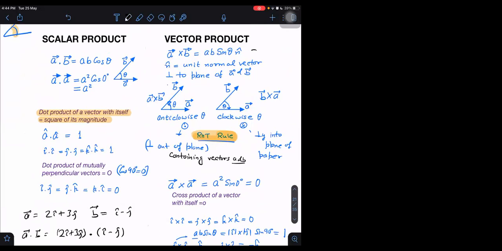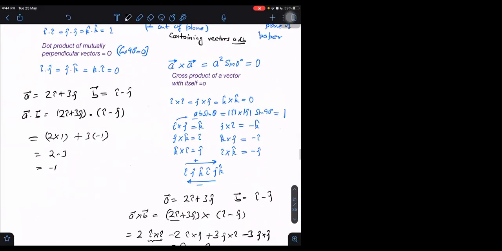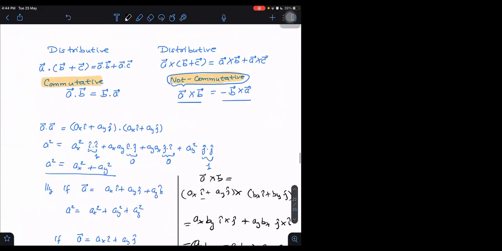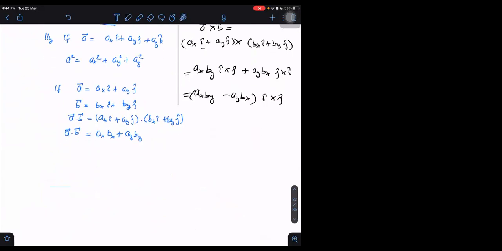A cross B is not equal to B cross A. A cross B is equal to minus of B cross A. Let me write it here itself. This is a non-commutative product, right? So therefore, J cross I I can write as minus of I cross J. Then we can write I cross J finally as K cap. So we are getting AX BY minus AY BX whole multiplied by K cap.